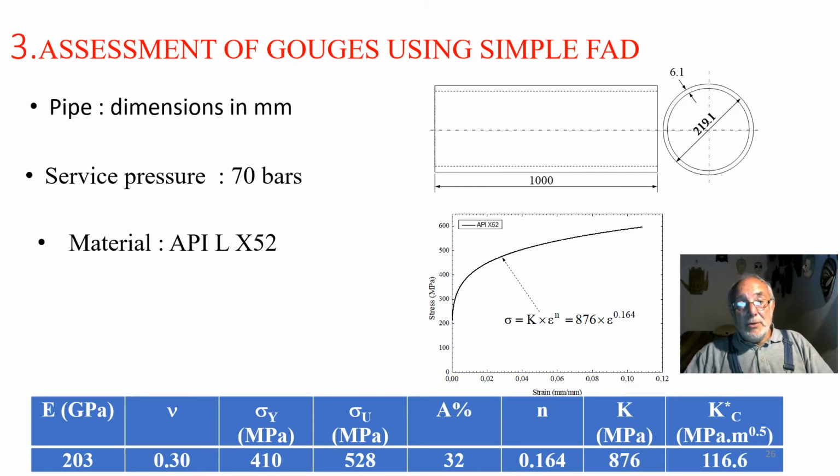Now we use the previous advanced tool for assessment of gouge using a simple failure assessment diagram. The following example concerns a pipe where the dimensions are given here. The diameter is 219 mm and the thickness is 6.1. It is assumed that the surface pressure is 70 bars and the material is the pipe steel X52. Here we give the mechanical properties of this steel. The yield stress is 410 MPa and the elongational failure is 32%.